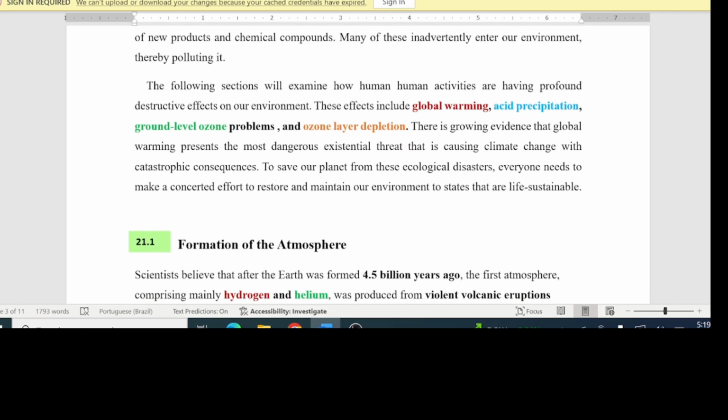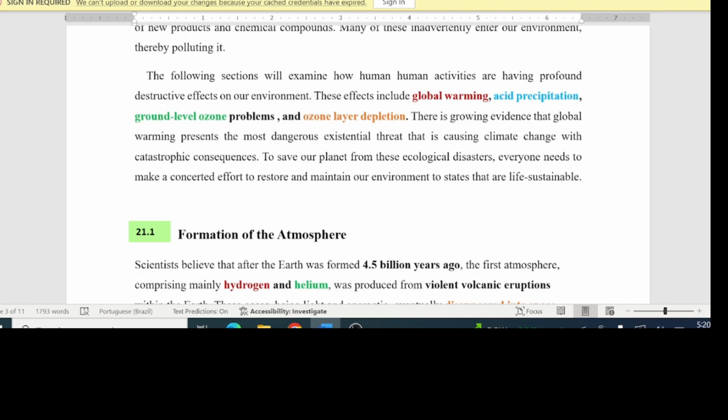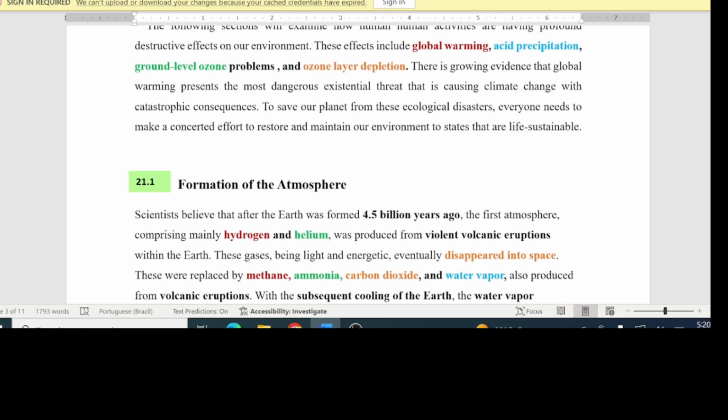The following sections will examine how human activities are having profound destructive effects on our environment. These effects include global warming, acid precipitation, ground level ozone problems, and ozone layer depletion. There is growing evidence that global warming presents the most dangerous existential threat that is causing climate change with catastrophic consequences. To save our planet from these ecological disasters, everyone needs to make concerted efforts to restore and maintain our environment to states that are life sustainable.